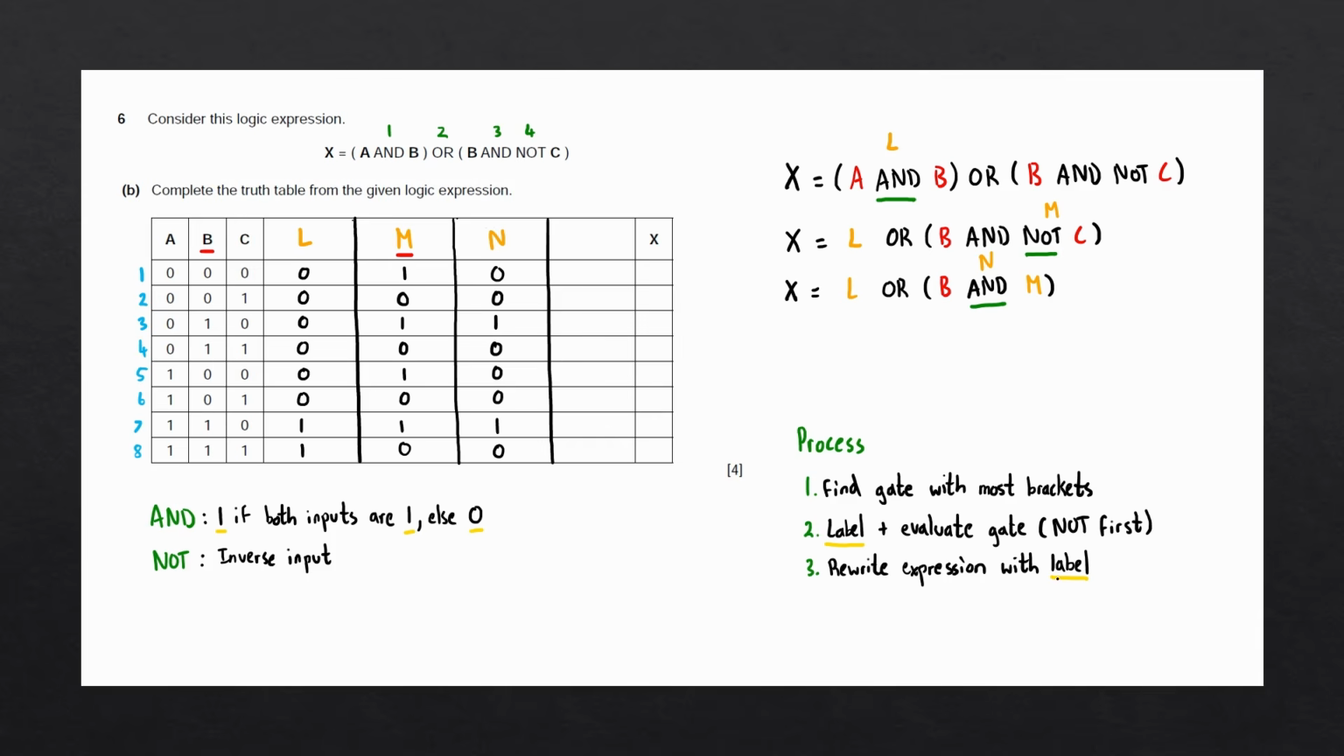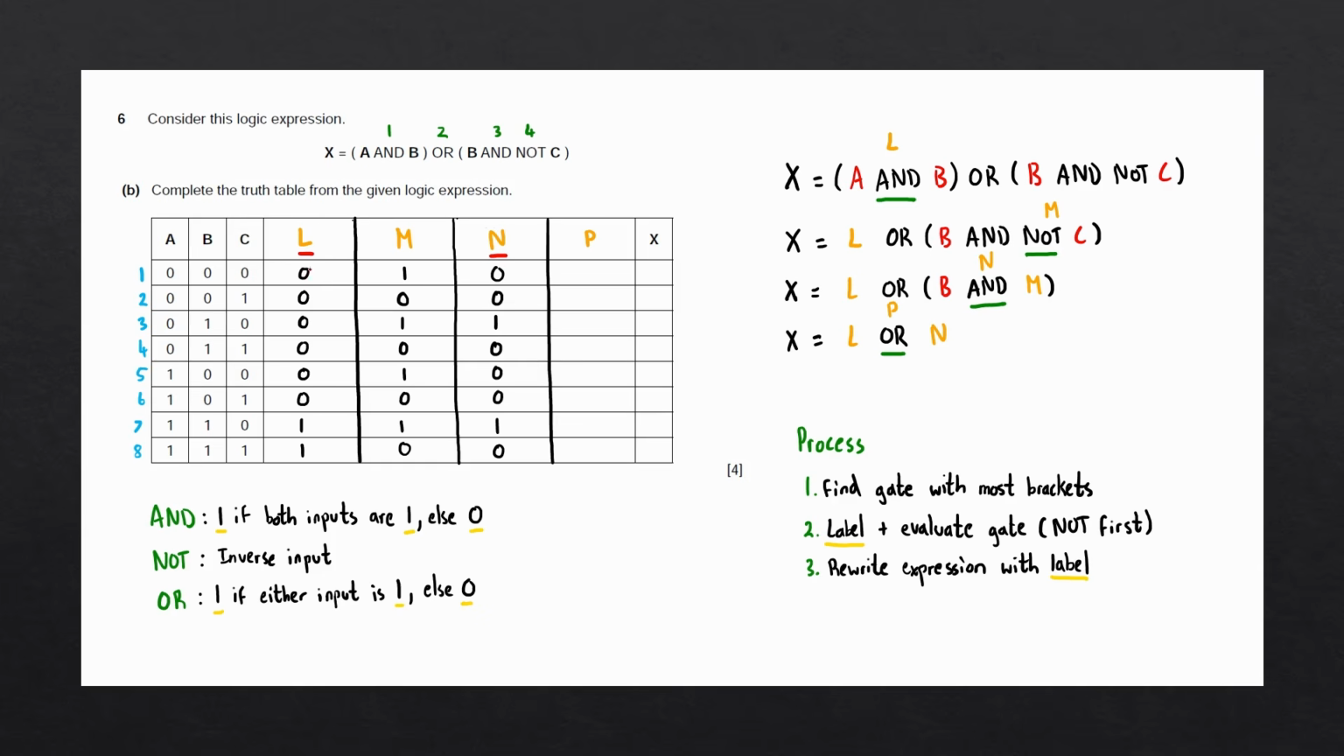Let's again rewrite this expression with the label N. The final gate to evaluate is the OR gate. We'll give it a label of P, and we'll write P in the last available column. The rule for the OR gate is that the output is 1 if either input is 1, otherwise the output is 0. The inputs for the OR gate are L or N, so let's underline those two columns, and we'll apply the OR gate to each row.